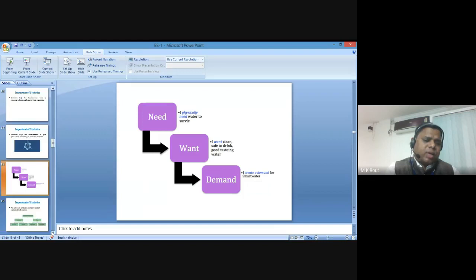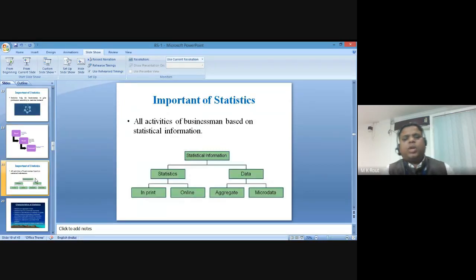Then moving to the next one. If you go to the importance of statistics, as you know, the activities of businessmen are based on statistical information. As I told, the statistical information is divided into two types: one is statistics and another is data. In case of statistics, it is divided into two types, that is, in print or online available data. The next part is that the data are divided into aggregate, known as intermediate data, and micro data, which is a small amount of data available at the micro level.